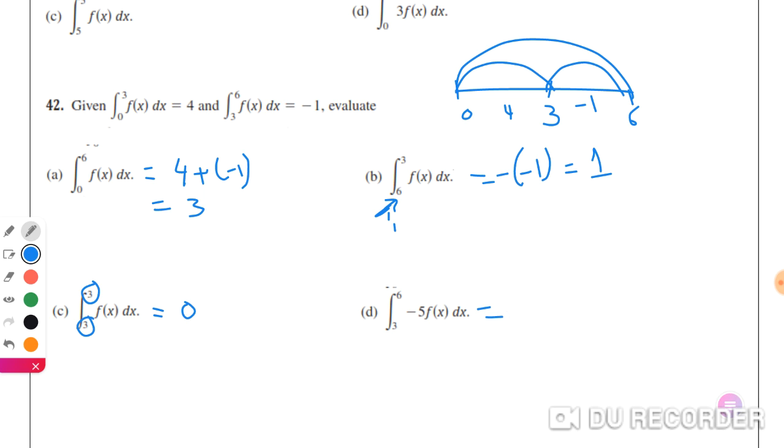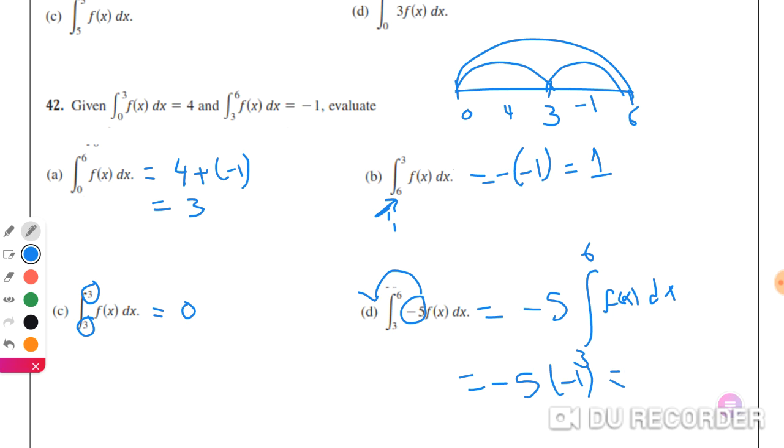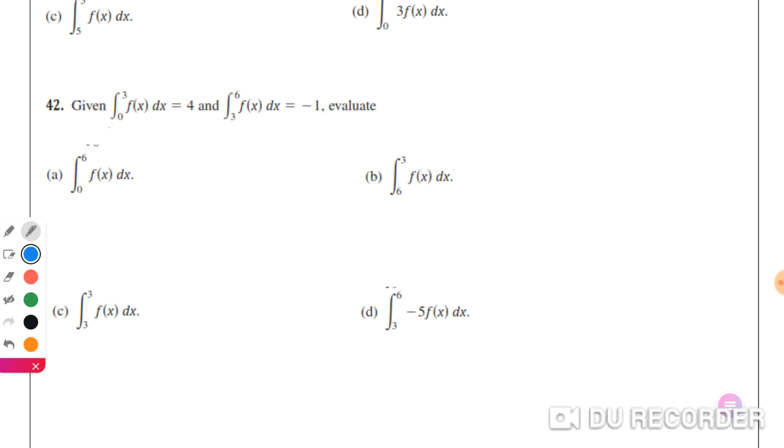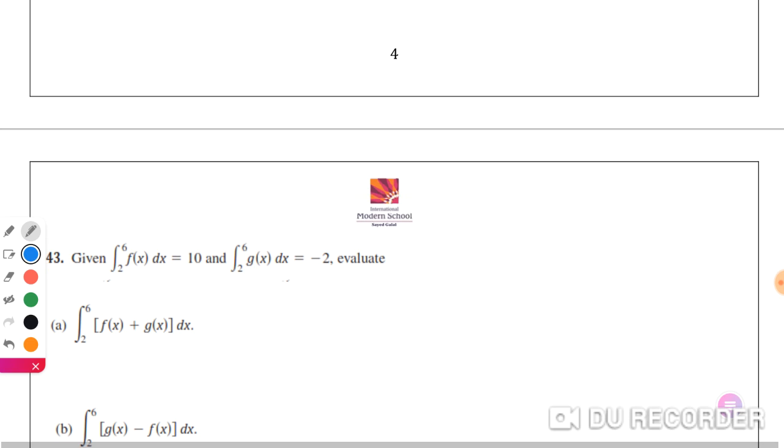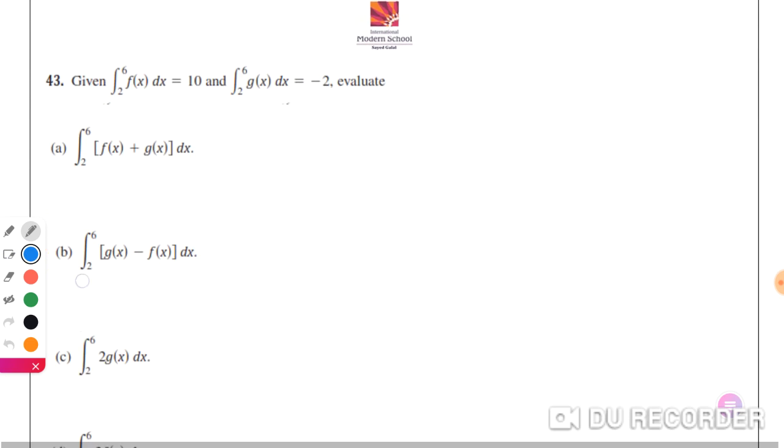It will be negative 5 times the definite integral from 3 to 6 of f of x with respect to x. I just take this constant outside the integral sign. Negative 5, but from 3 to 6 it is negative 1. That's right, so it will be 5. I hope you understand, okay? I think it's easy. Are we finished? Not yet.